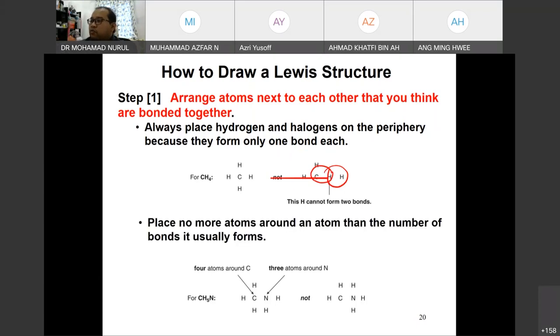Okay, so place atoms around an atom according to the number of bonds it usually forms. For example, nitrogen, you know that they form only three bonds because they have a lone pair here, so they prefer to form three bonds only. For carbon, you have to understand four bonds. For oxygen, they have only two bonds because they have two lone pairs here. Okay.